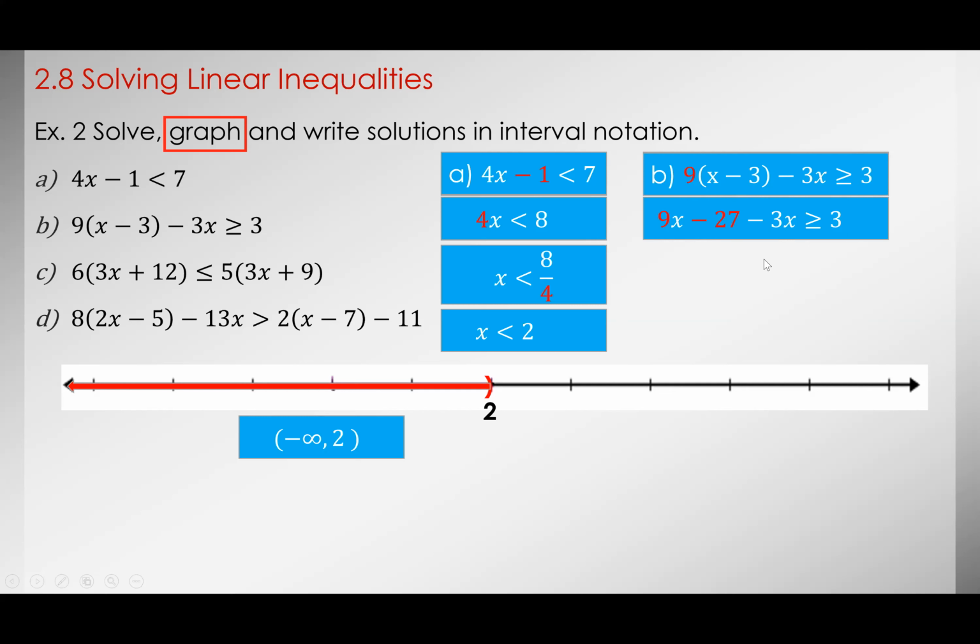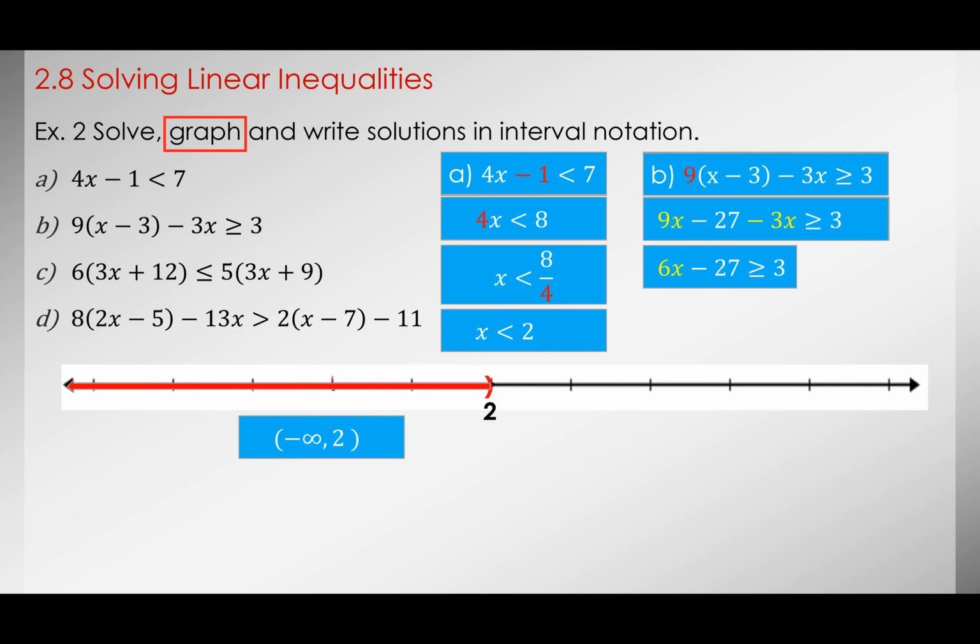My new problem is 9x minus 27 minus 3x greater than or equal to 3. And hopefully you recognize that the 9x and the -3x are on the same side. And if they're on the same side, we do not do the opposite operation.